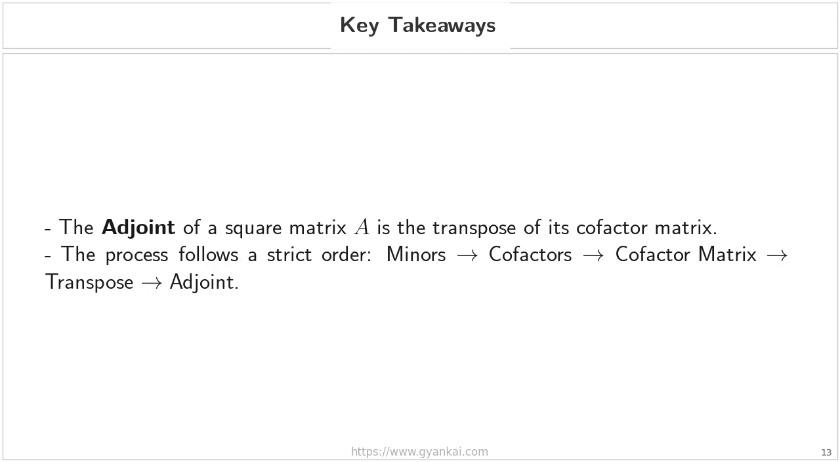To avoid the common mistakes we discussed in the previous slide, always follow the strict, step-by-step sequence we practiced. You start by calculating the minors, then move to the cofactors, arrange those into the cofactor matrix, perform the transpose, and finally, you arrive at the adjoint. If you skip even one of these steps, especially that final transpose, your result will be incorrect.